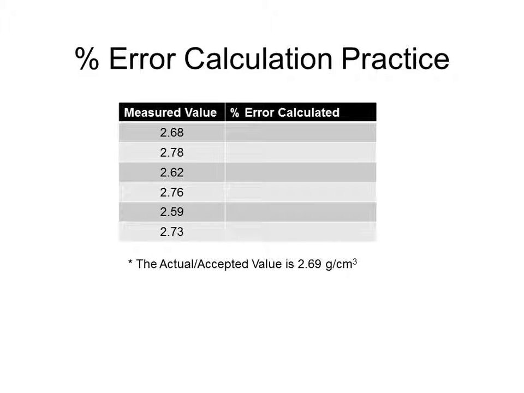Okay, so what I want you to do now is to use that equation that you just copied and calculate the percent error for these measured values right here, right? And for your accepted or actual value, or the correct value, you're going to use 2.69 grams per cubic centimeter. These are all in grams per cubic centimeter. So using the data that we have here, you're going to calculate the percent error and put that value in this column here.